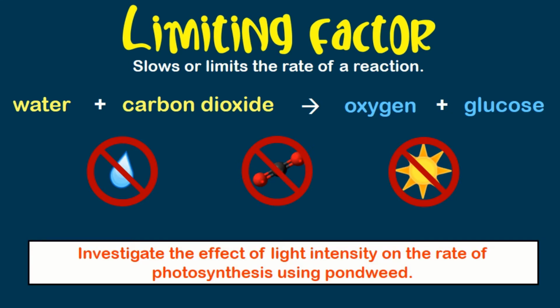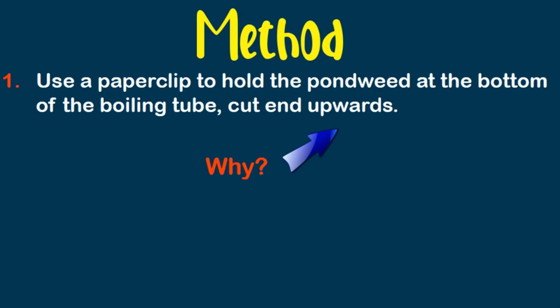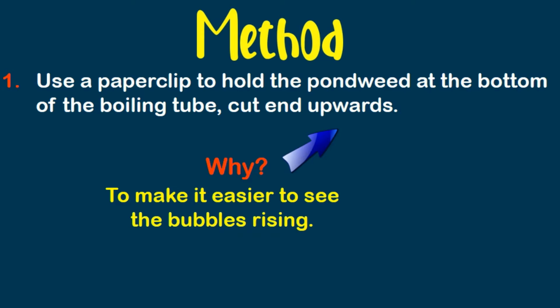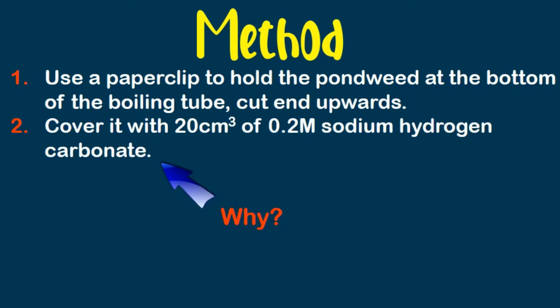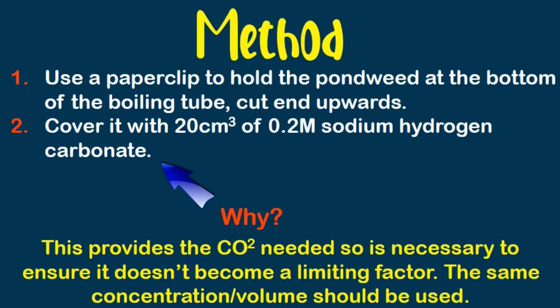And this experiment is looking at how light affects photosynthesis. So like I say, I've gone through this before, but just to explain a couple of things. You might keep the cut end upwards so you can make sure you can see the bubbles rising. You'd use sodium hydrogen carbonate because CO2 can limit the reaction. And I'm not interested in what CO2 can do. I'm looking at what light can do. So I've got to make sure it's got loads and loads of CO2. So the only difference I see in the rate of photosynthesis is due to the light.